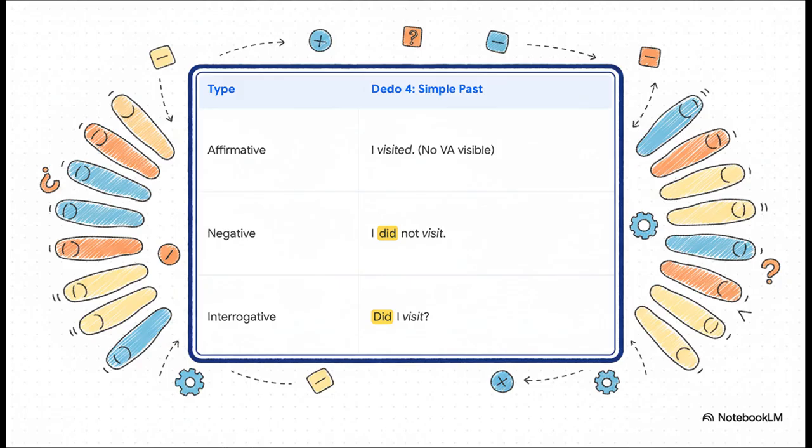And guess what? It's the exact same story for the simple past. You say, "she worked," and the VA is nowhere in sight. But the second you need a negative or a question, out comes the auxiliary verb "did," and everything falls back into that same predictable pattern. See? Even the exceptions follow a rule.